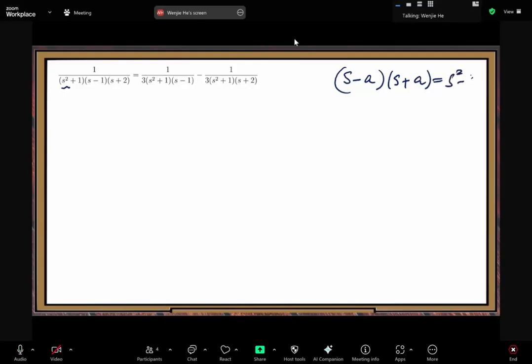All right. So S minus A, S plus A, we will use this formula: S squared minus A squared. The difference of squares, this formula. Simple formula, but it can help us get the right split. All right, so here, this one, the first split, in the first, we take that S squared plus 1 out.